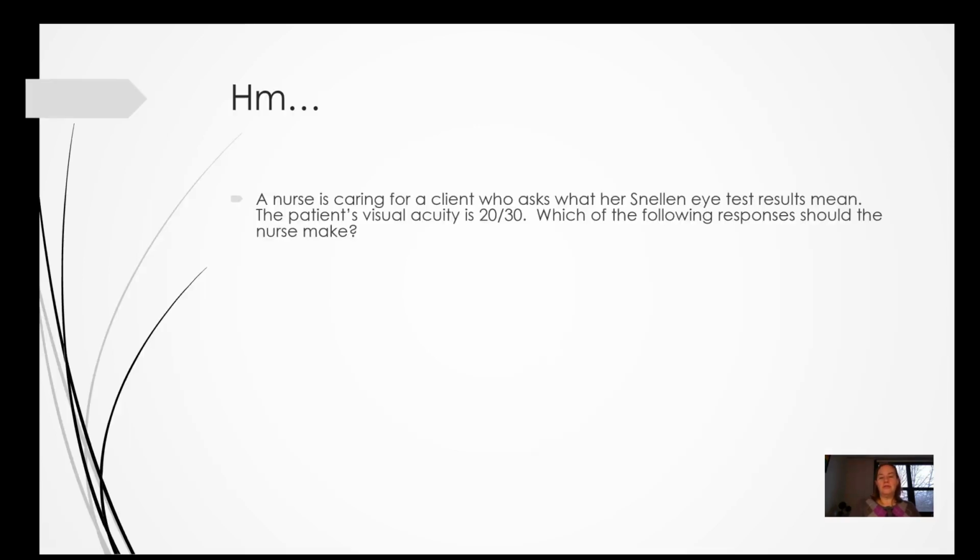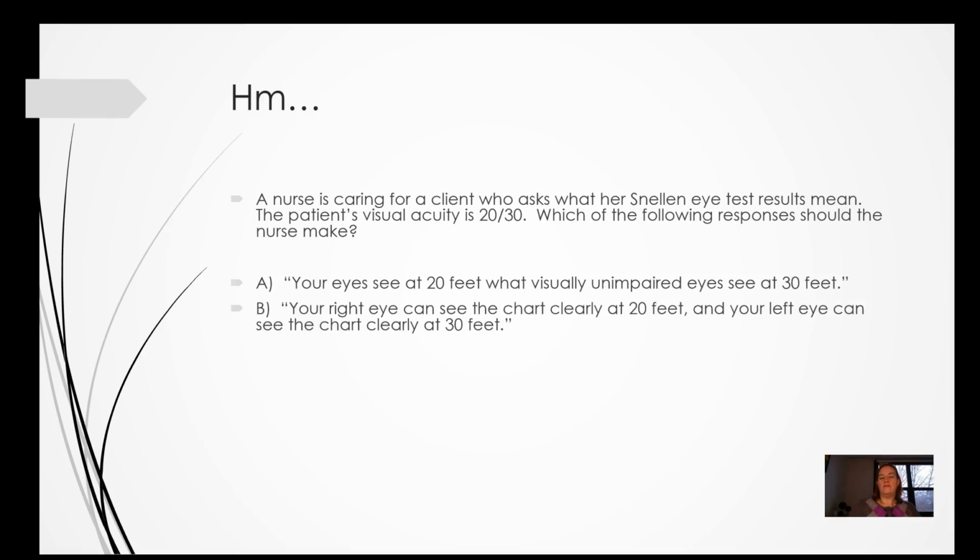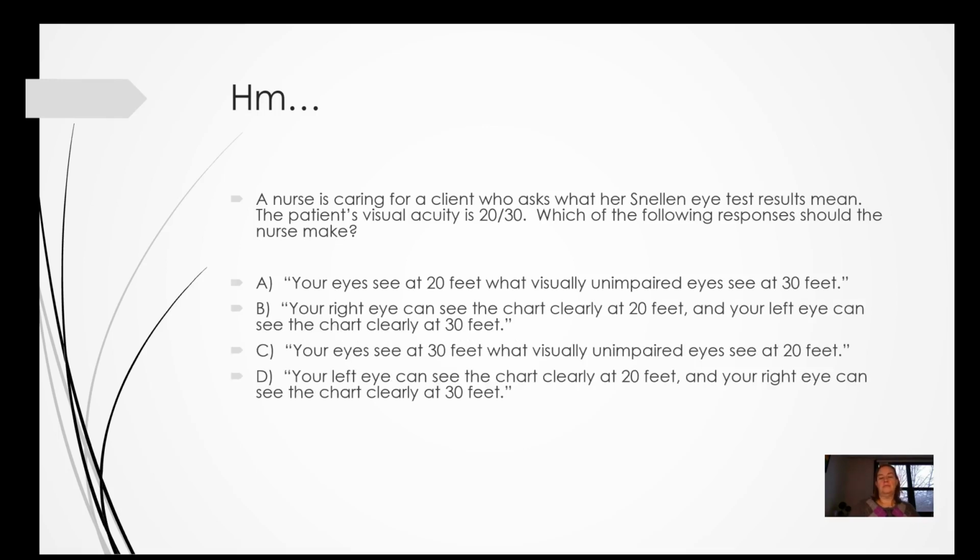Okay, so we have a nurse who's caring for a client who asked what her Snellen eye results mean. The patient's visual acuity is 20/30. Which of the following responses should the nurse make? Any answers here? I'm hoping you're all going with letter C. Your eyes see at 30 feet what a visually unimpaired eye can see at 20 feet, right? So letter C, because 20/30, they're seeing what the normal person sees at 20 feet, but they're seeing it at 30.